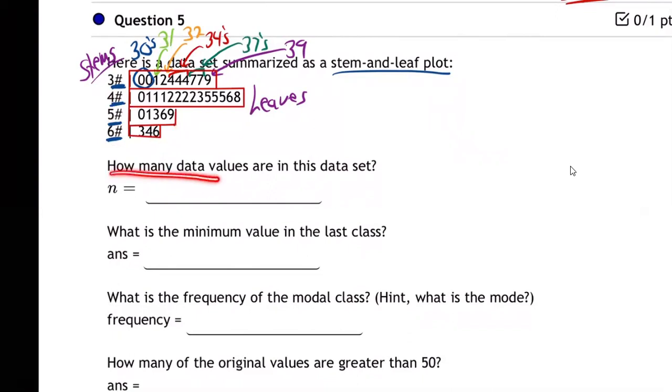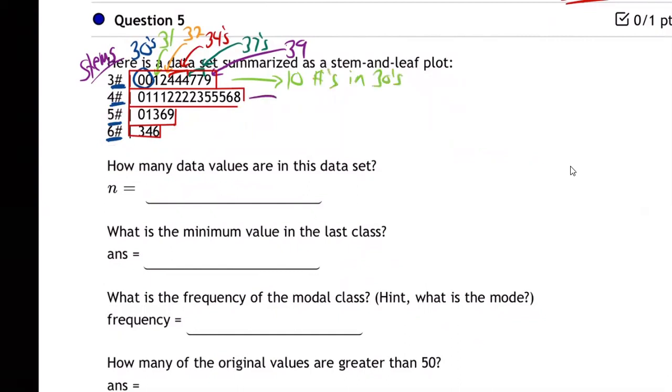What's their question? How many data values are in the data set? Well, you just got to count them up. It's a little tedious, but that's what we got to do. So what are the values? I'm just going to count them here. It's 1, 2, 3, 4, 5, 6, 7, 8, 9, 10. So that's 10 numbers in the 30s, huh?